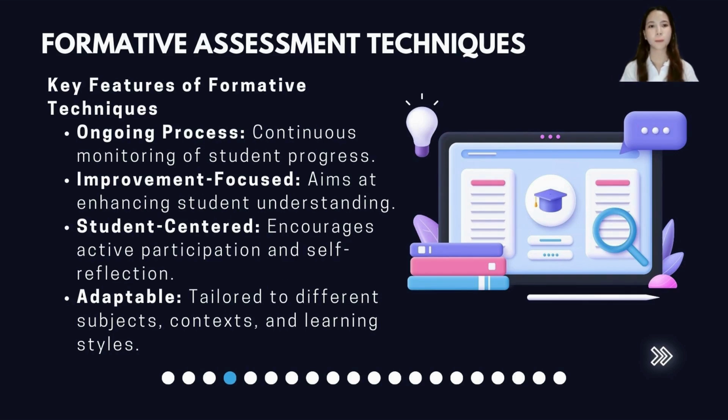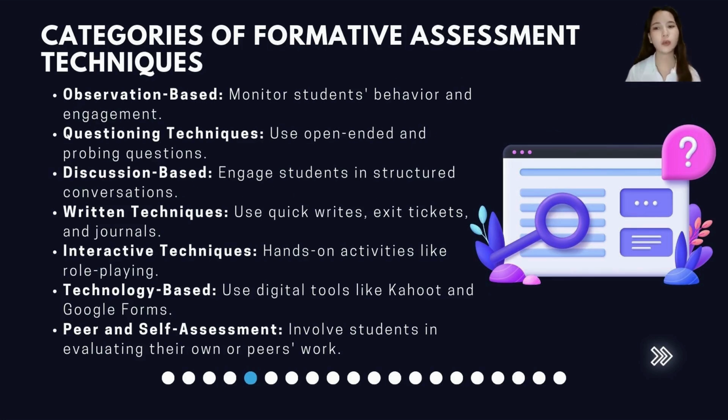Now let's talk about some techniques that teachers use to make formative assessments work. Number one is observation-based techniques. Teachers watch how we react and behave during the class to see if we really understand the lesson. For example, they might monitor group work or track how engaged we are in the discussions.